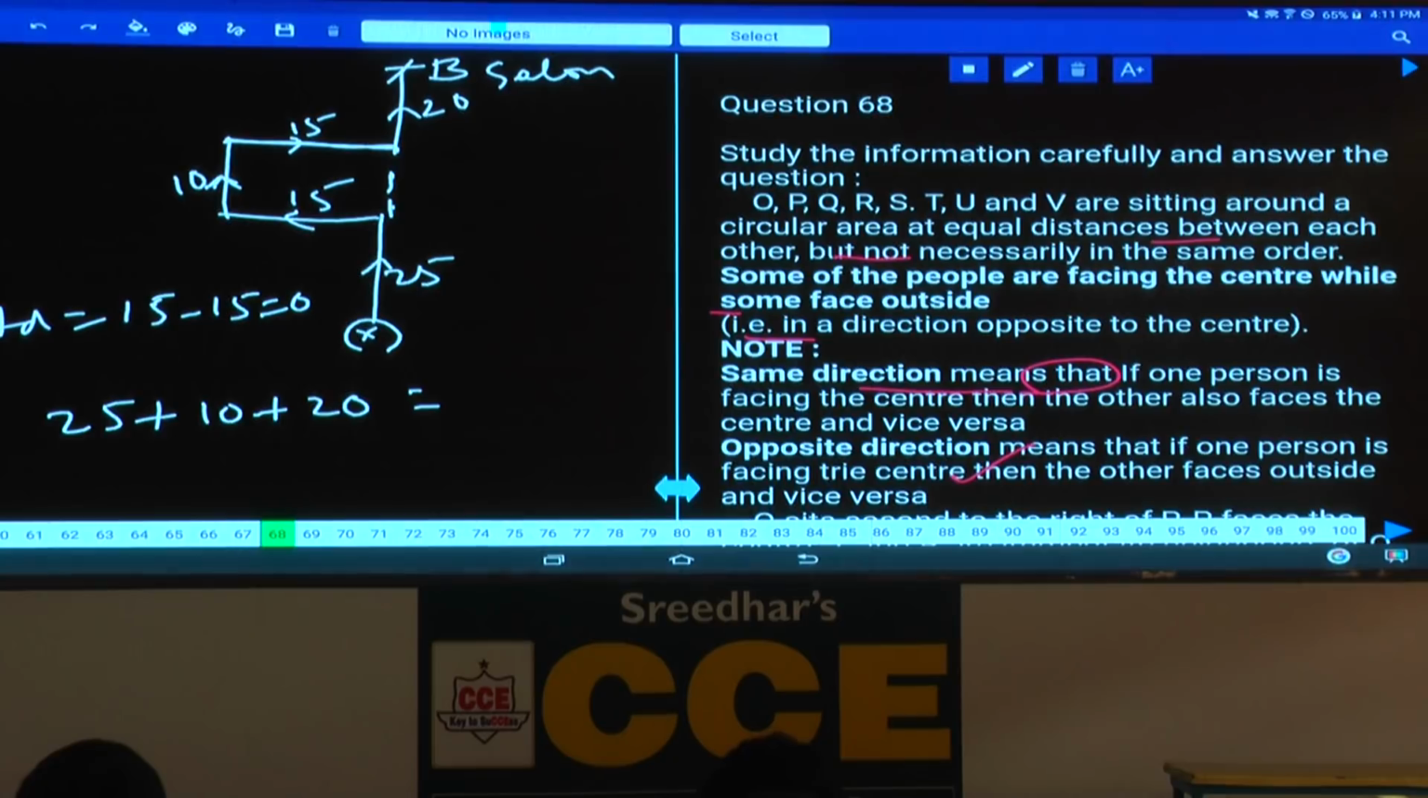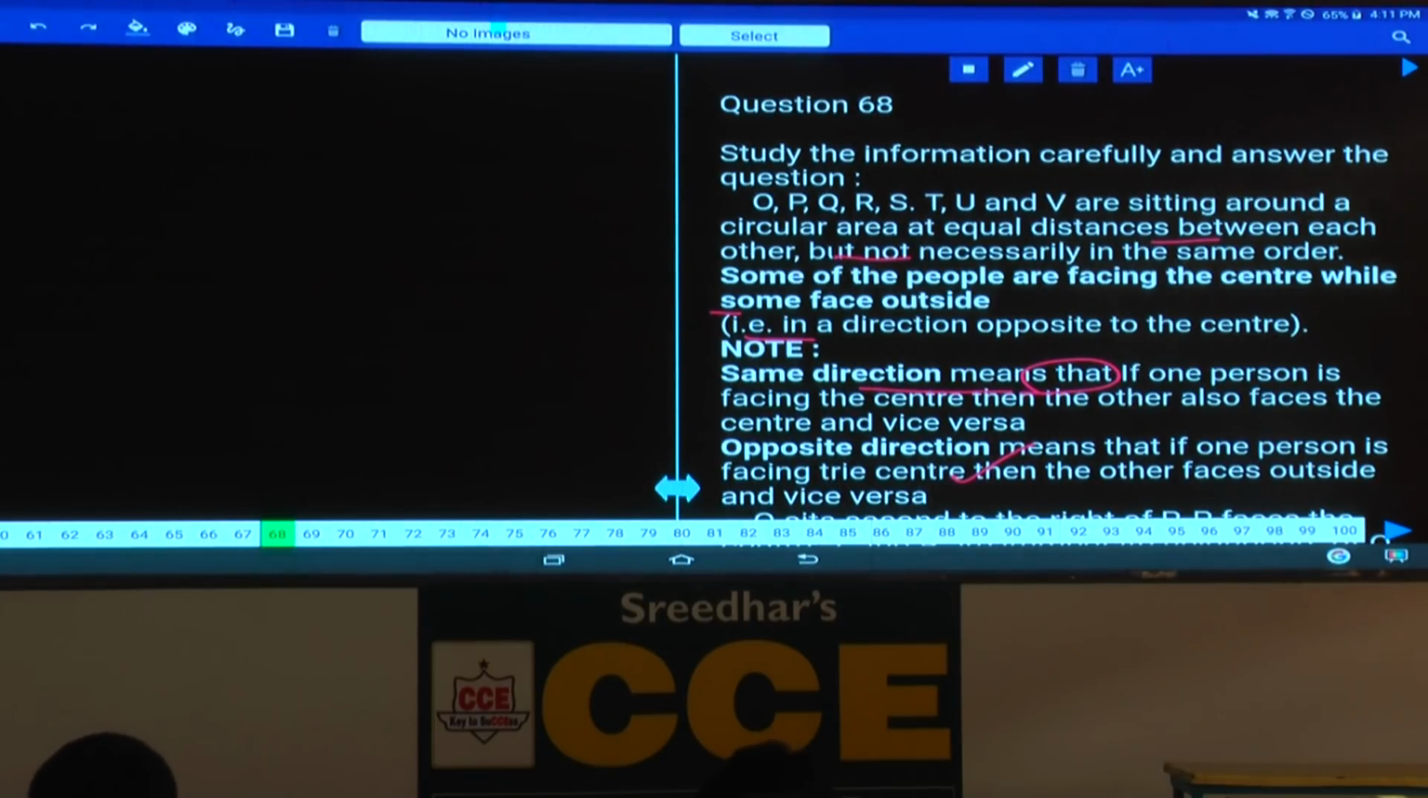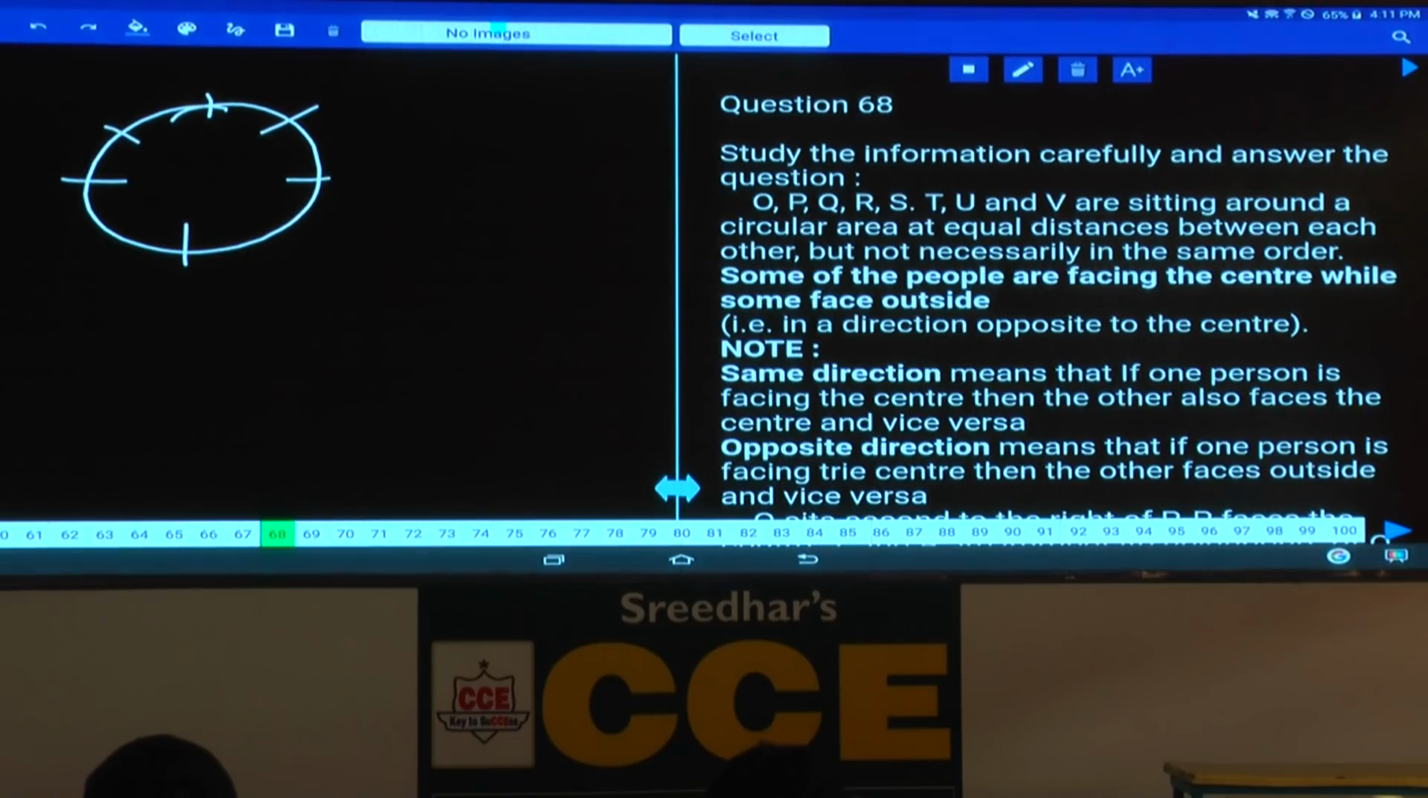Then 68 onwards. Now O, P, Q, R, S, T, U, V are seated around a circular table at equal distance between each other, but not necessarily in the same order. Among these 8 persons, some are facing the center and some are facing away from the center, inward and outward. 8 persons are seated around a circular table: 1, 2, 3, 4, 5, 6, 7, 8.